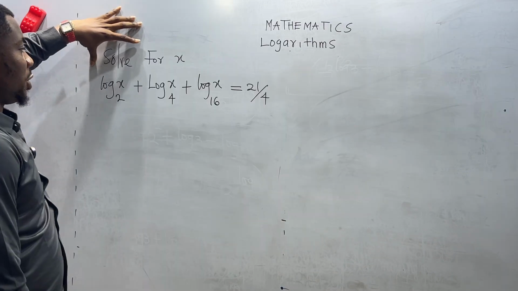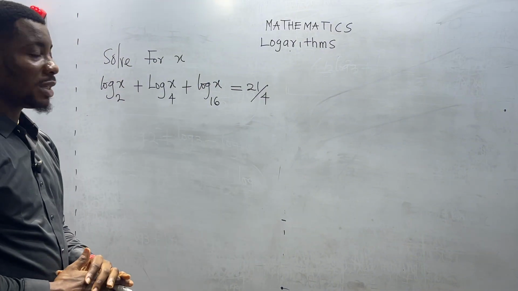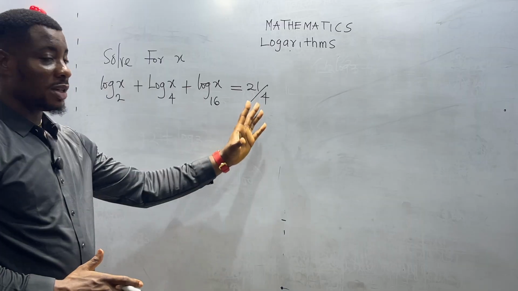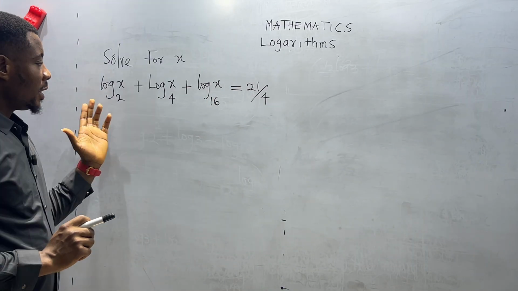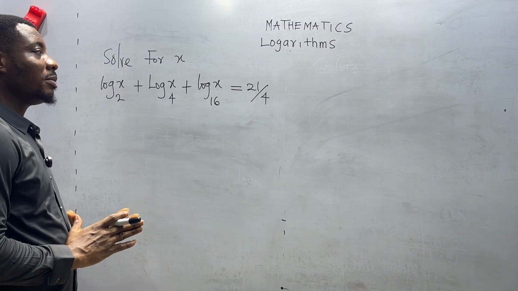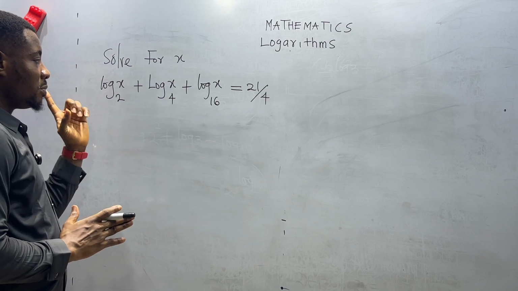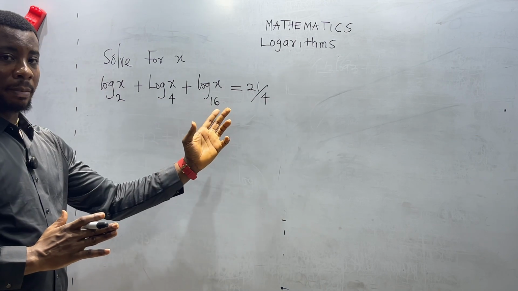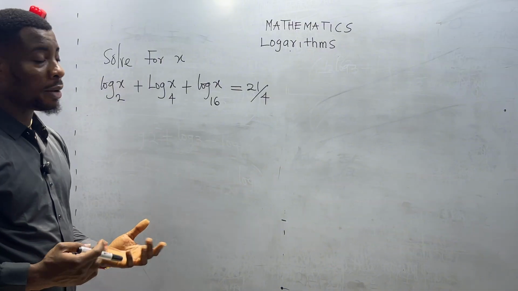Next question. We have been asked to solve for x. This means that what we have is a logarithmic equation. But I can clearly observe that the bases are not the same. Remember that before we can apply the rules of logarithms, we must be sure that the bases are the same. If the bases are not the same, we can make the bases the same.